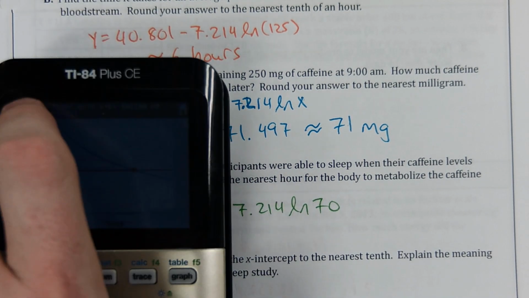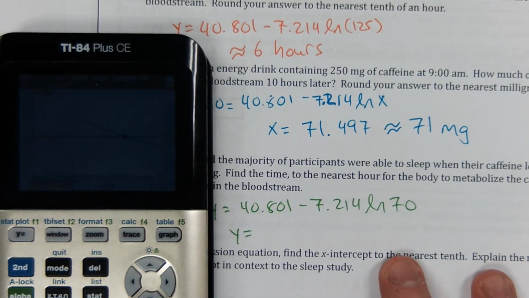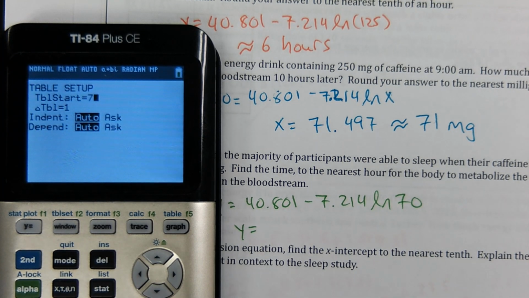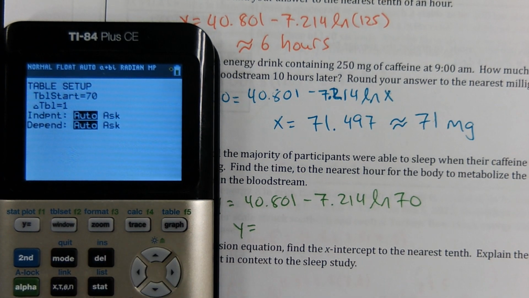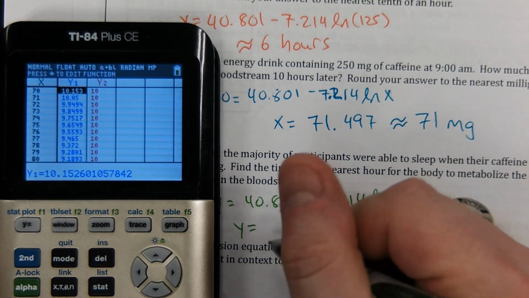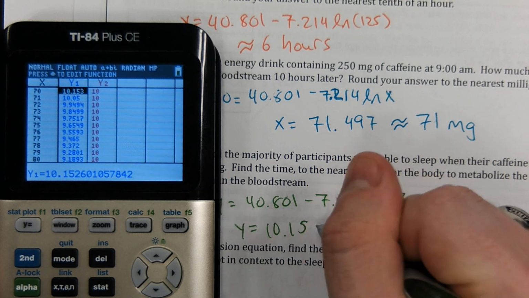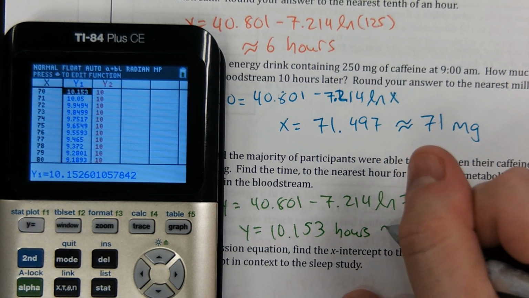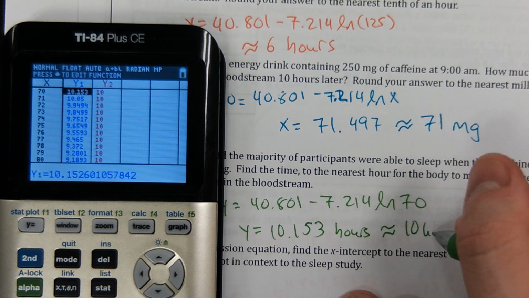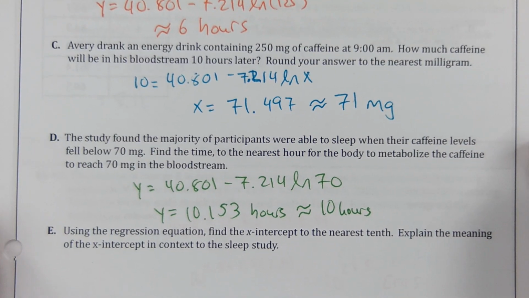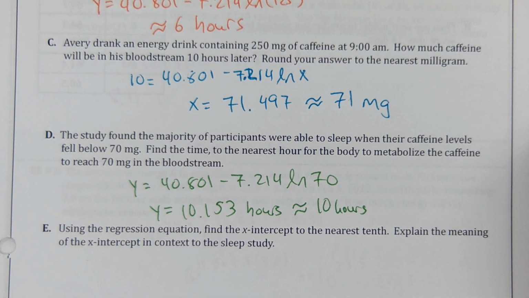I don't feel like typing that, so I'm going to go to second table set and ask it to tell me what's up at the number 70. And it says it's going to take 10.153 hours. So if you round that to the nearest whole hour, but the question doesn't say how long. Got to watch these words. It says find the time.